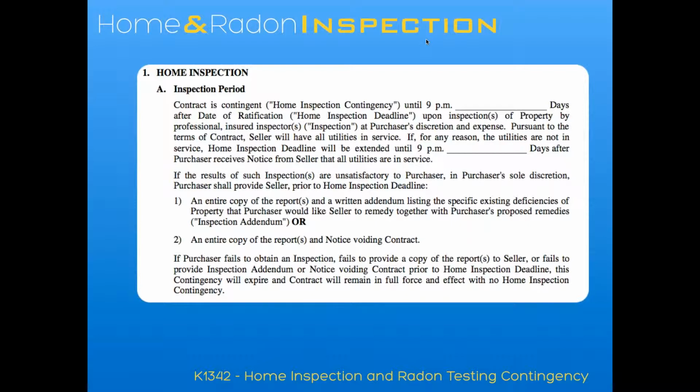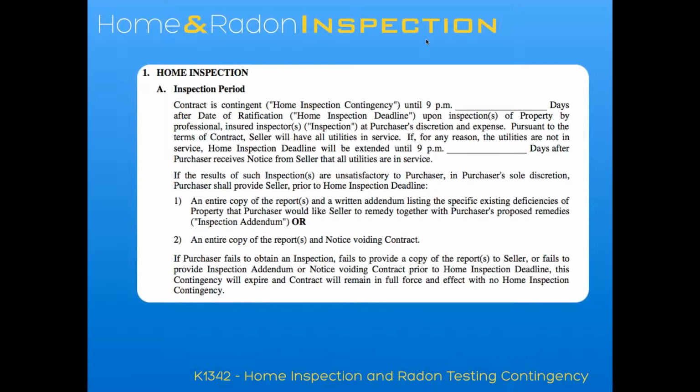So you're not killing as many trees, but it's now much clearer that if the results of the inspection are unsatisfactory to purchaser, the purchaser has the right to deliver either one, an entire copy of the report and a written addendum listing the specific existing deficiencies of the property and what the purchaser would like the seller to do to remedy them. Or number two, so they don't have to do both, they do one or the other, an entire copy of the report and a notice voiding the contract. Those are the two options they have.